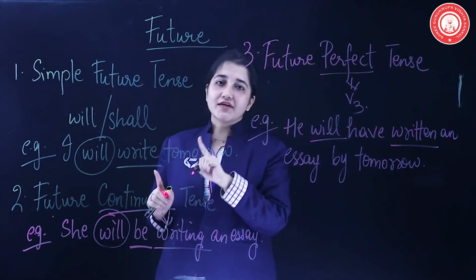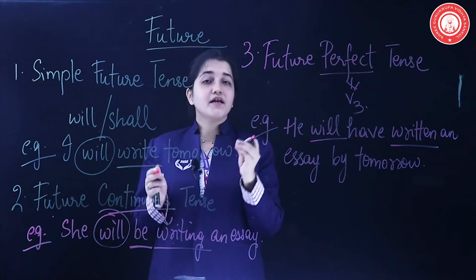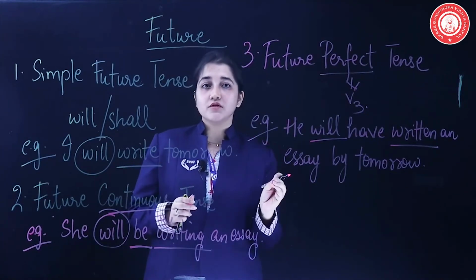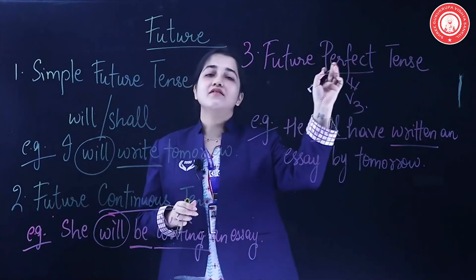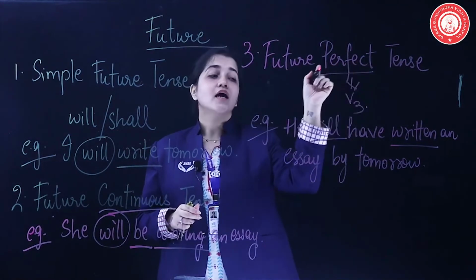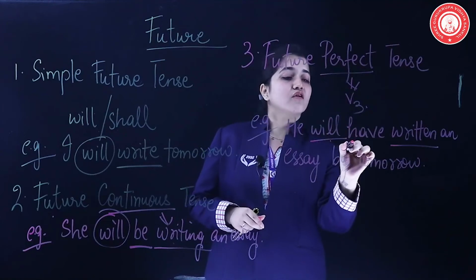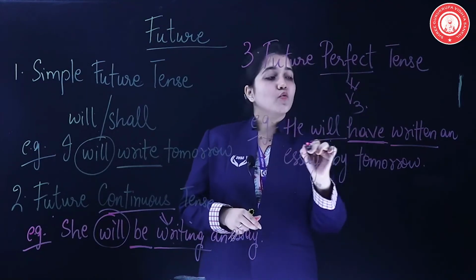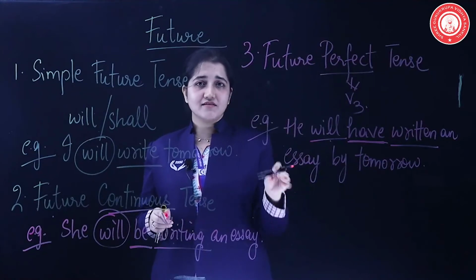And like in present tense, we had the confusion whether to use has or have, depending on whether the subject is singular or plural. In past tense, we did not have such confusion. We directly used had and the third form of the verb for the perfect tense. Here, again, there is no confusion. With will, you always have to use have. So will have written will remain constant. Doesn't matter what the subject is, singular or plural.